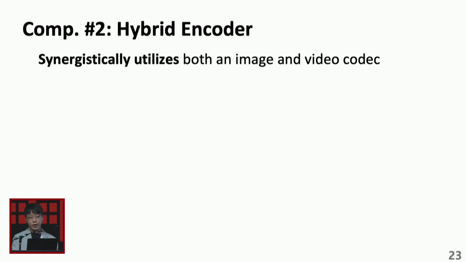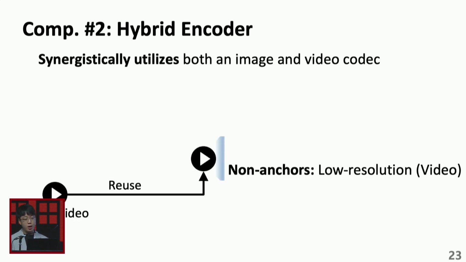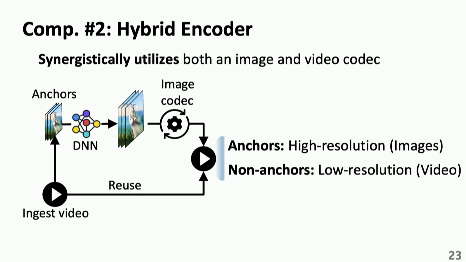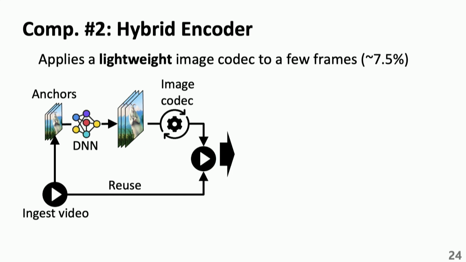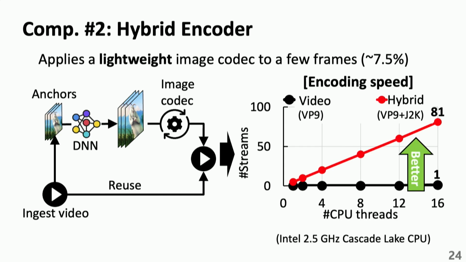Next, our hybrid encoder re-encodes super resolved frames in real time by synergistically utilizing both an image and video codec. The hybrid encoder reuses an ingest video to store non-anchor frames in low resolution, and compresses only super resolved anchor frames by running an image codec frame by frame. That is to say, a hybrid encoded video consists of high-resolution anchor frames and low-resolution non-anchor frames. Image compression is much faster than video compression, and the hybrid encoder applies such lightweight compression to a small fraction of frames. So when measuring encoding throughput on server-class CPUs, hybrid encoding is around 81 times faster than traditional video encoding.